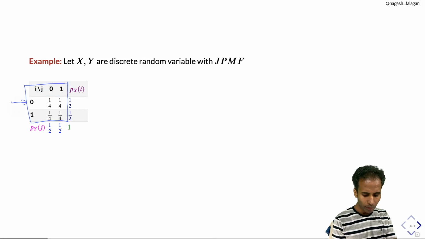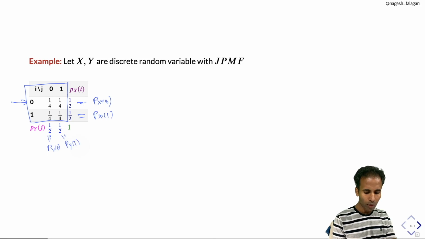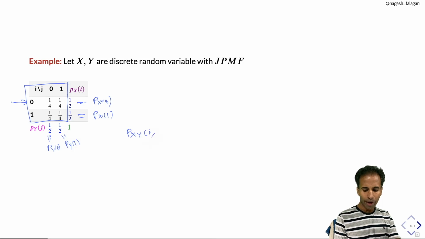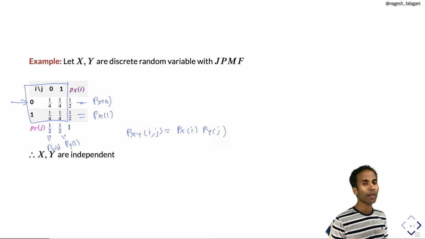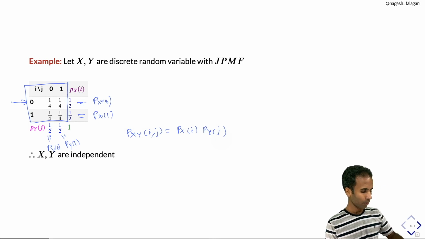So, by summing up the first row, 1/4 plus 1/4, we get 1/2, which is Px of 0. By summing up the second row, again 1/4 plus 1/4, that is 1/2, that is Px of 1. Similarly, by summing up the columns, we get Py of 0 as 1/2, Py of 1 also 1/2. Now we can clearly see that the joint PMF is equal to the product of the marginal PMFs. Therefore, X and Y are independent. Okay? Fine.